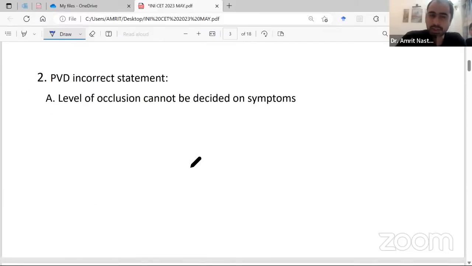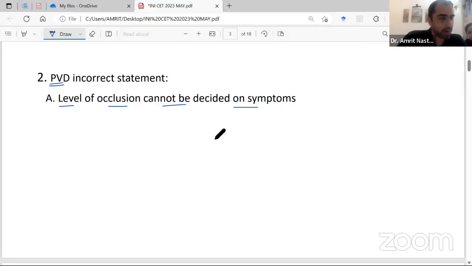Even one question was easy, it was on PVD. You can help me with the option. There was a patient who had intermittent claudication at some location, and they had asked what is the incorrect statement. One of the clear-cut options was that level of occlusion cannot be decided on symptoms. But you know, level of occlusion can be decided on symptoms. Like if the block is in the thigh, then intermittent claudication will be in the calf. So based on the occlusion, you come to know the symptoms, right?